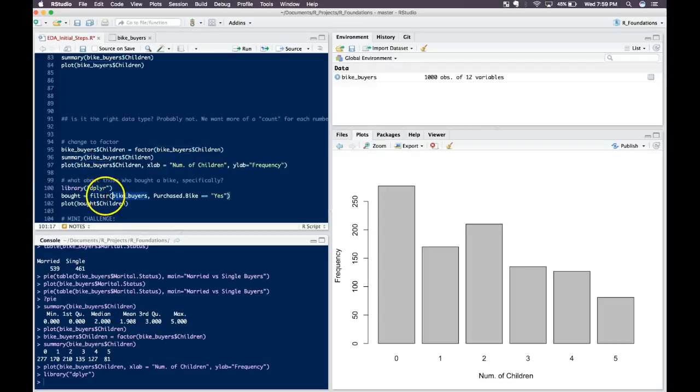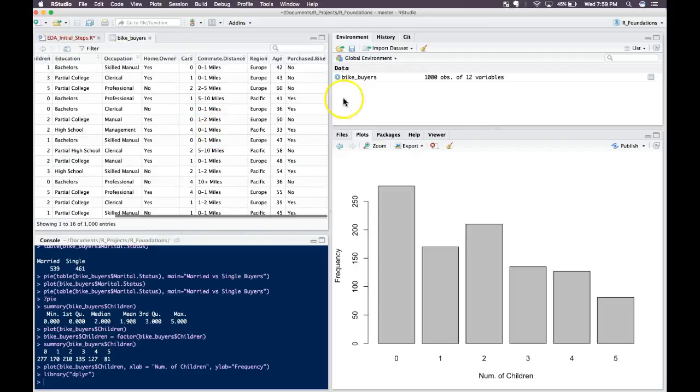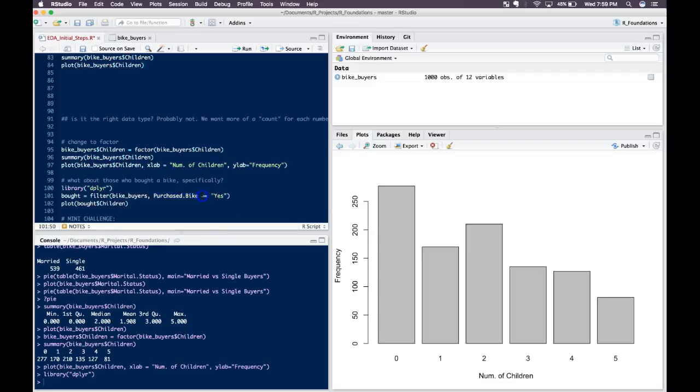Call it bike buyer. We're sending in the data set bike buyers, and we're going to look for this criteria: Purchase.bike, which is this column right here, equals yes. And notice the double equal sign. This is a comparative function. If we had a single equal sign, that is saying that we are assigning a variable called purchase bike to the value of yes, and that's not what we want. So we want to do a comparative thing right here.